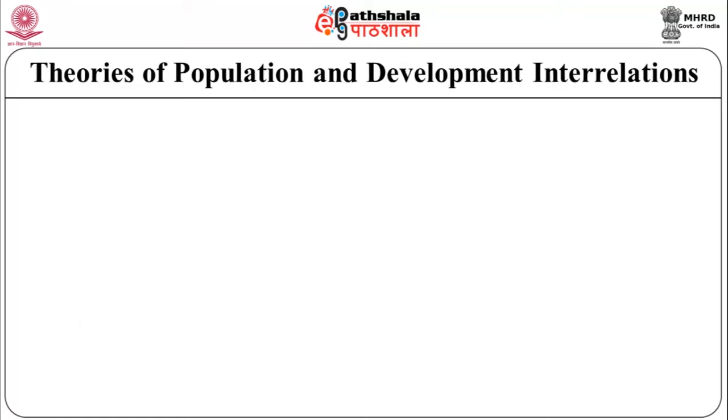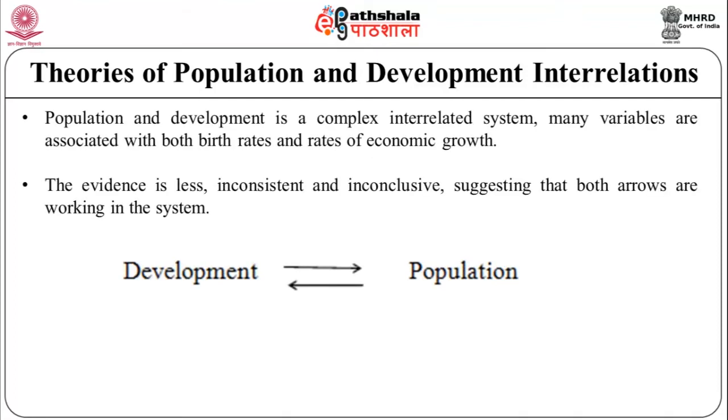Now let us see the theories of population and development interrelations. Population and development is a complex interrelated system. Many variables are associated with both birth rates and rates of economic growth. The evidence is inconsistent and inconclusive, suggesting that both arrows are working in the system.